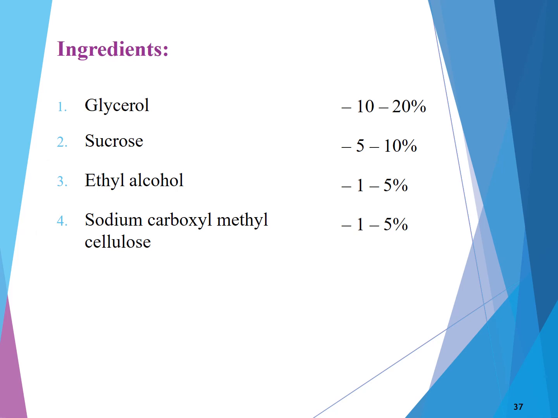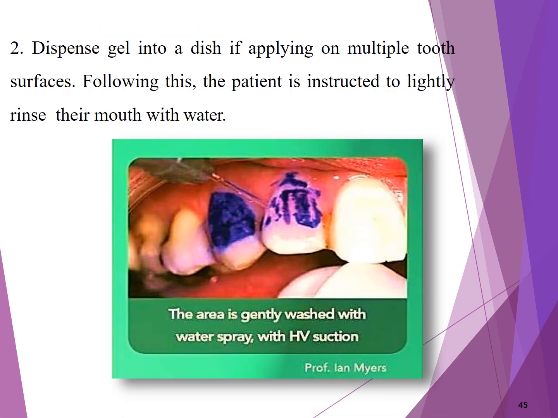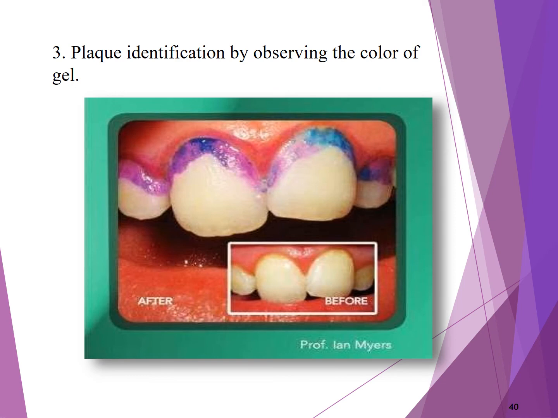Now the ingredients are glycerol, sucrose, ethyl alcohol, and sodium carboxymethyl cellulose. Directions for use: apply GC Tri Plaque ID gel onto the tooth surface using a suitable instrument, that is a microbrush, swab, or toothbrush. Dispense gel into a dish if applying on multiple tooth surfaces. Following this, the patient is instructed to lightly rinse their mouth with water. Plaque identification is done by observing the color of the gel.